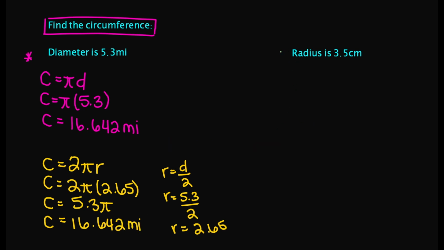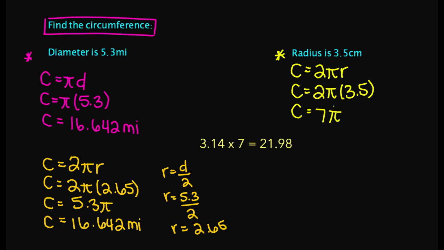So let's come on this side here. Let's say we need to find the circumference and we have a radius of 3.5 centimeters. You can use this formula here. My radius is 3.5 centimeters, so C equals 2 pi times your radius of 3.5. 3.5 times 2 is going to give us 7, and then you have 7 times pi. So 7 times 3.14 is going to give us approximately 21.98 centimeters.